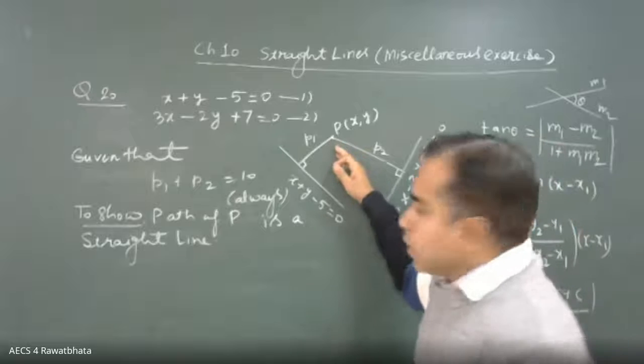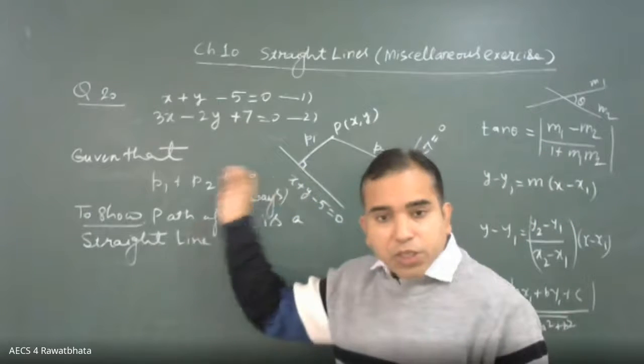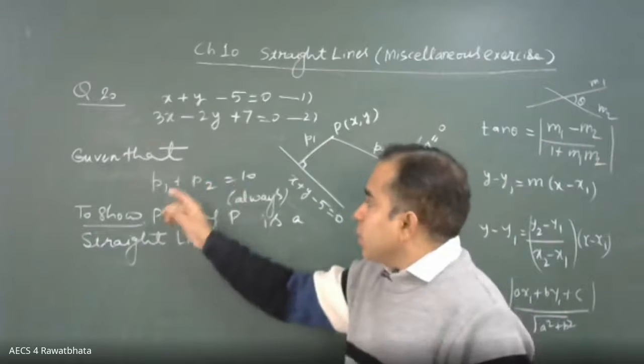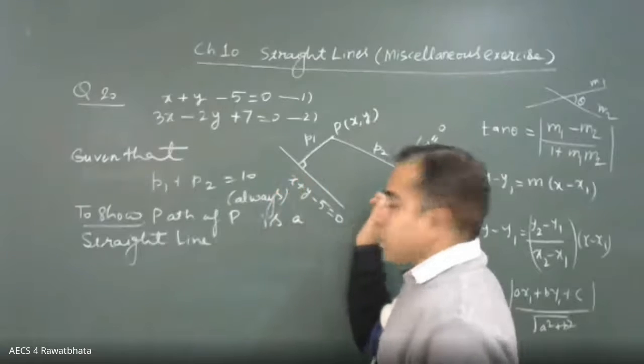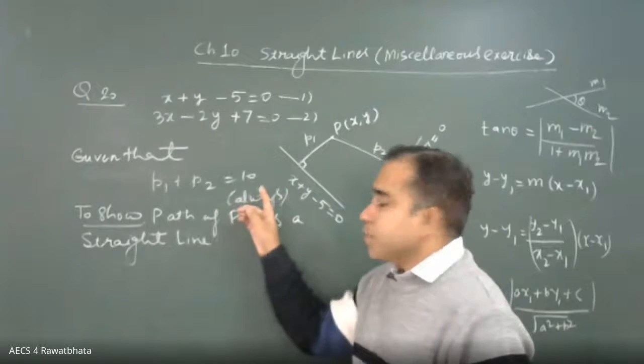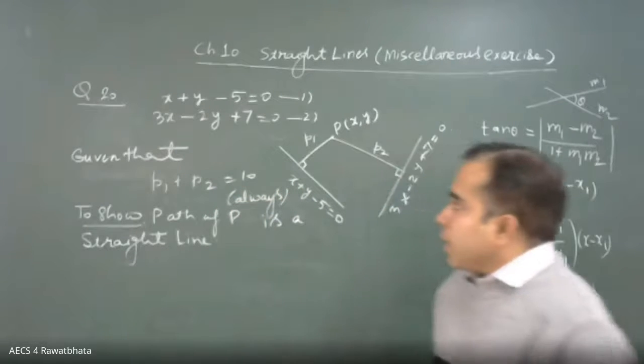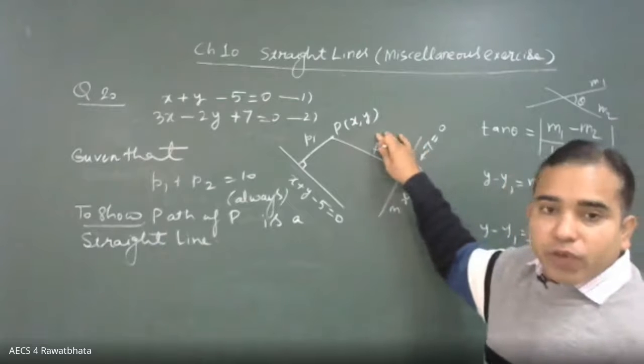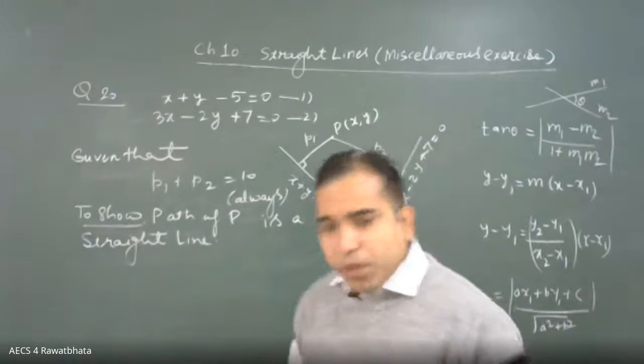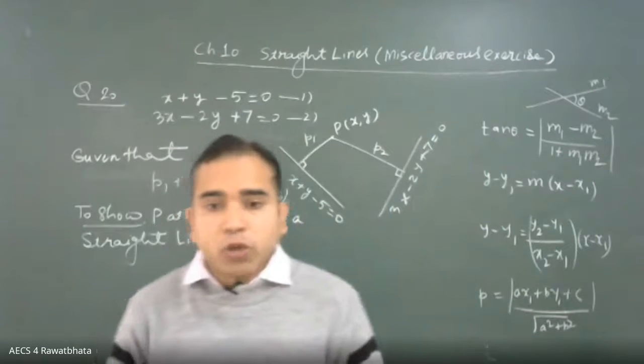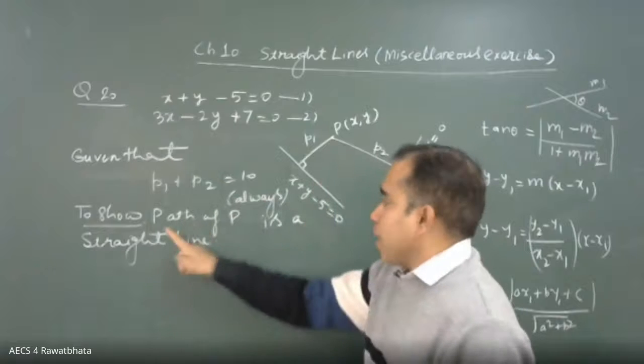A variable point moves in such a way that its distance from the first line and its distance from the second line, when added, always give 10. In the question itself, the coordinates of P are given as x comma y. One more word, locus, is also used as a synonym of path.